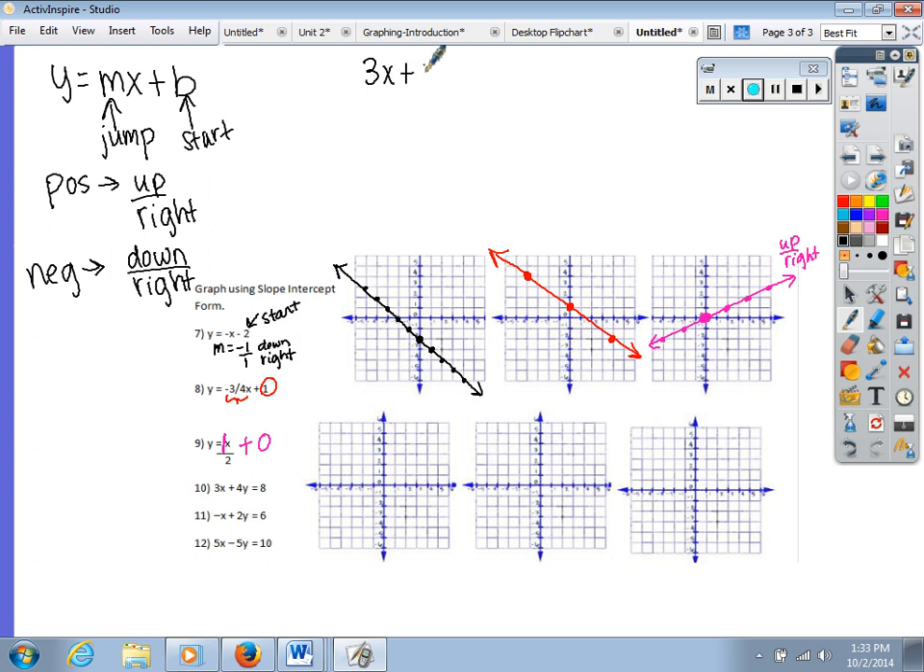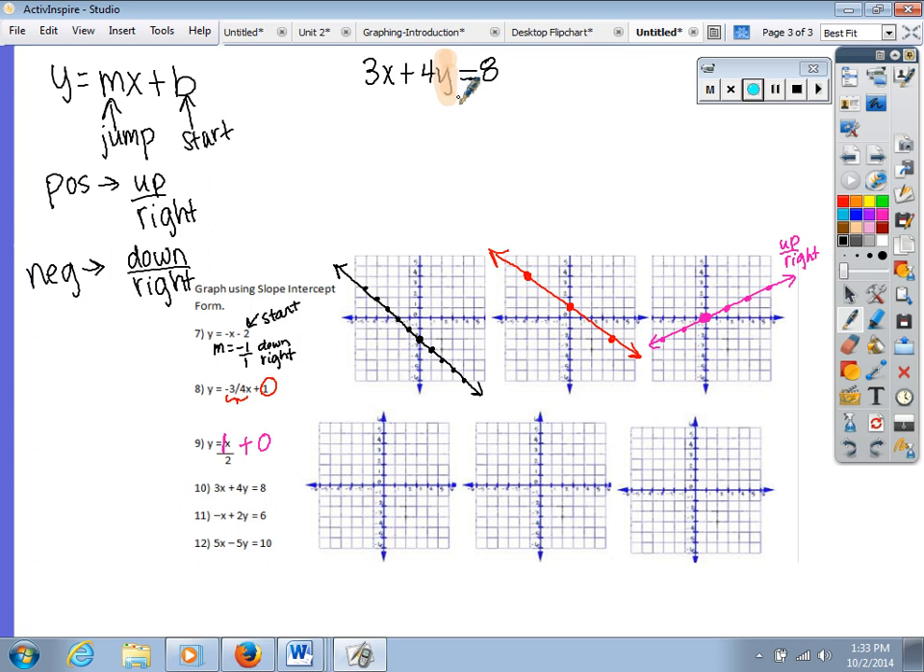And that's because it is not in slope-intercept form. In order to use slope-intercept form, which is y equals mx plus b, y must be isolated. So I'm going to highlight that. And how can we isolate our y? Which term would have to leave first?